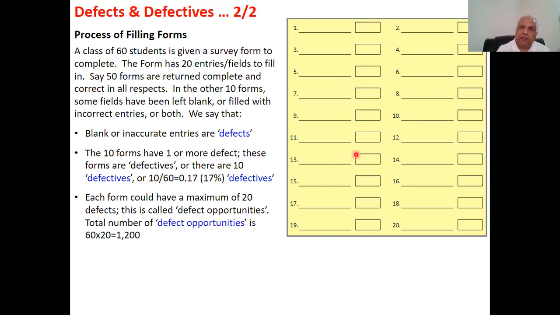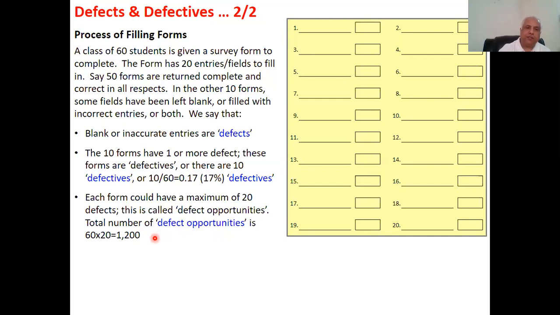Each form has 20 entries. So the maximum number of mistakes that a student could make in filling the form could be 20, or there could be a maximum of 20 defects. Now, because there are 60 forms, and in each form there could be 20 possible defects, the maximum possible number of defects in this process could be 60 multiplied by 20, which is equal to 1200. These maximum possible numbers of defects in this process are referred to as defect opportunities. So in this process, the process being filling forms, there are 1200 defect opportunities.